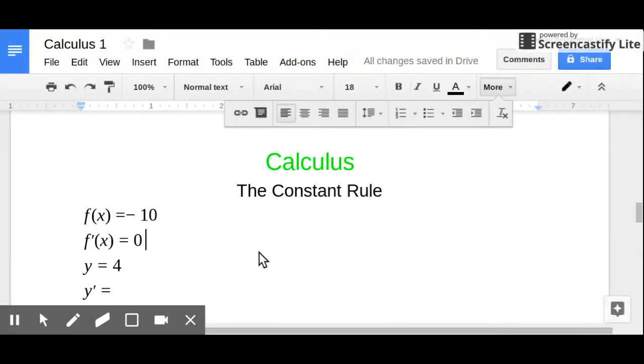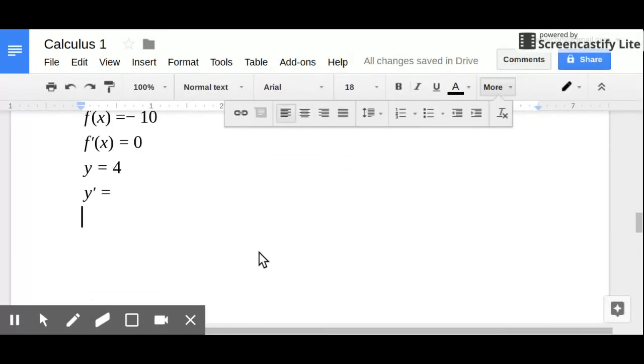So different notation here, as you can see. The derivative, it's asking for y prime. That means that we need to find the derivative, and that derivative is 0 because 4 is a constant.